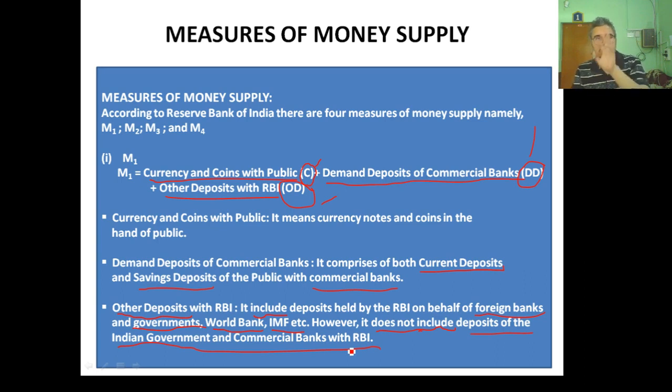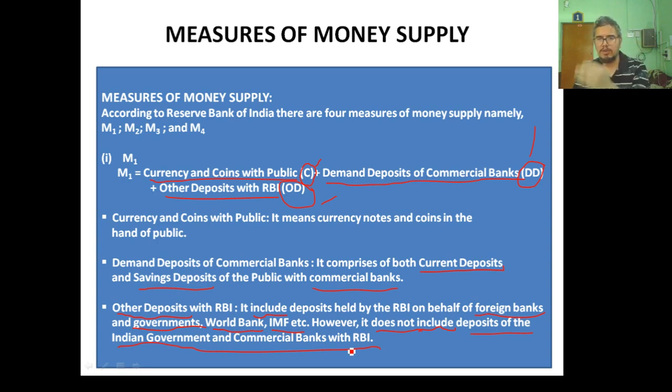Mainly there are 3 components of M1. Okay, currency or cash held by the public, which is denoted by capital C. Demand deposits of commercial banks, which is denoted by capital DD, double D. And other deposits with RBI, which is represented by OD. Okay, hope it is clear.